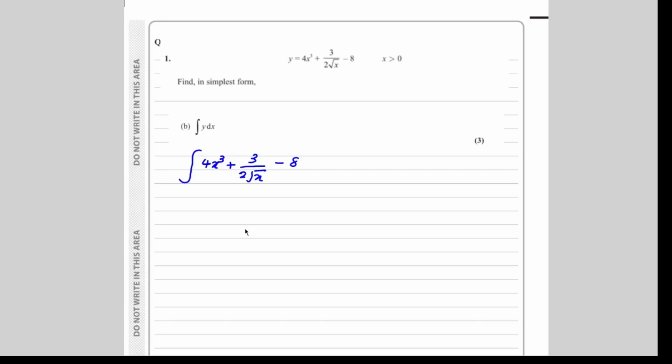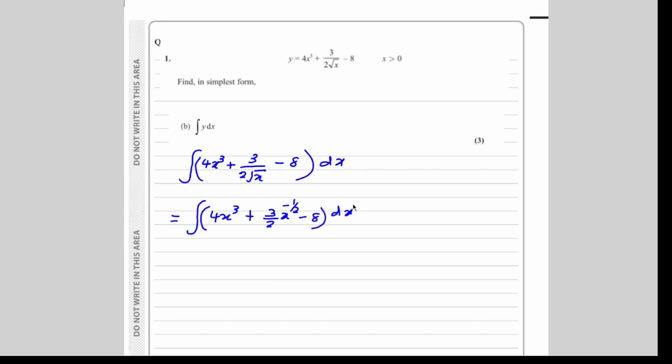So first thing, rearrange. We've already rearranged, right? So we can straight away use it. I'm using it: 4x cubed, so here apply dx, plus 3 over 2 x to the power of minus half minus 8 dx.